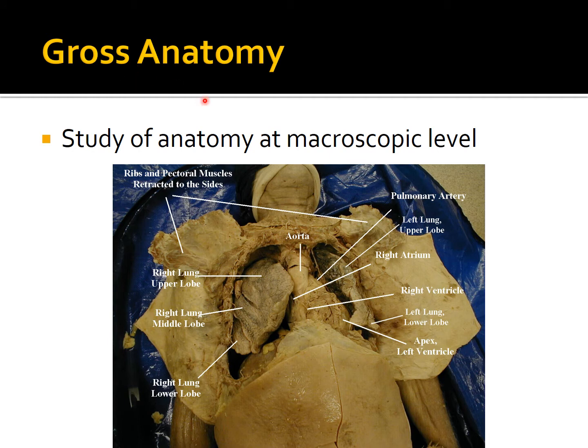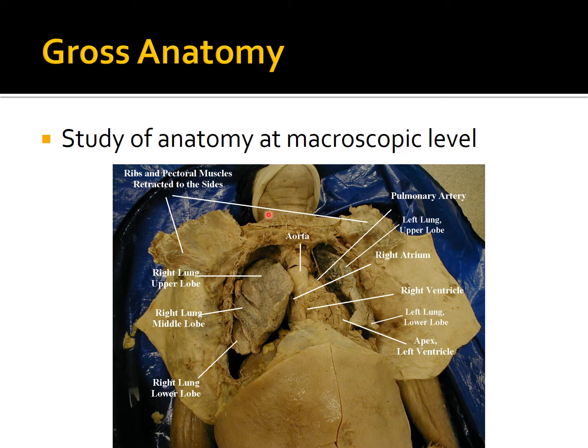Gross anatomy is also called macroscopic anatomy. That is the study of anatomy at the macroscopic level. What is macroscopic? Macroscopic means that which we can see with our eye. We don't need any special instruments like microscopes. So it is the study of anatomy at the macroscopic level.